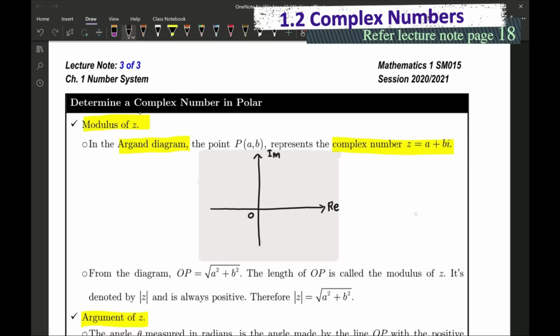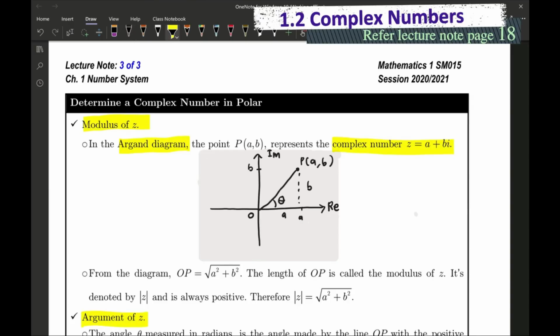Let's say for this example, z equals a plus bi. Our real part is a, somewhere here, and our imaginary part is b, somewhere here. So the point P, (a, b), is somewhere here. And then we have our theta. So this is a and this is b.